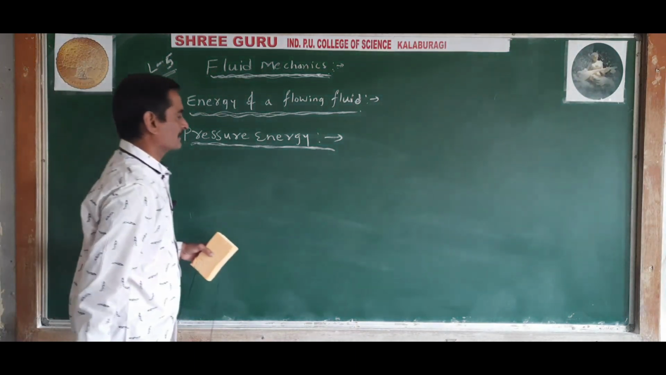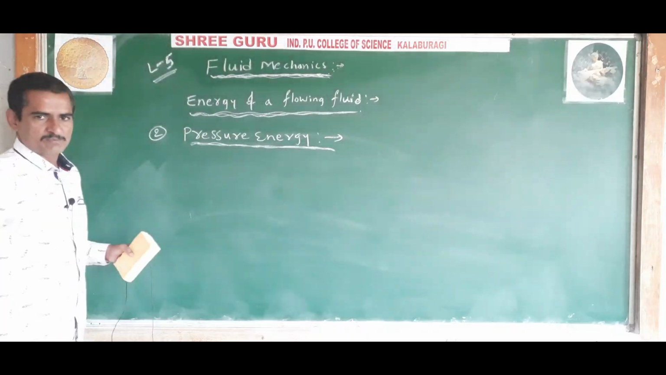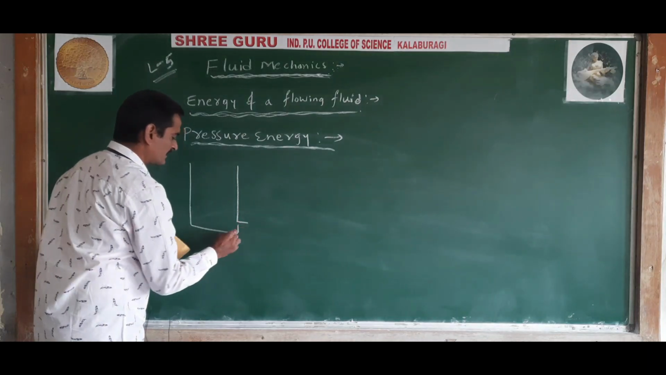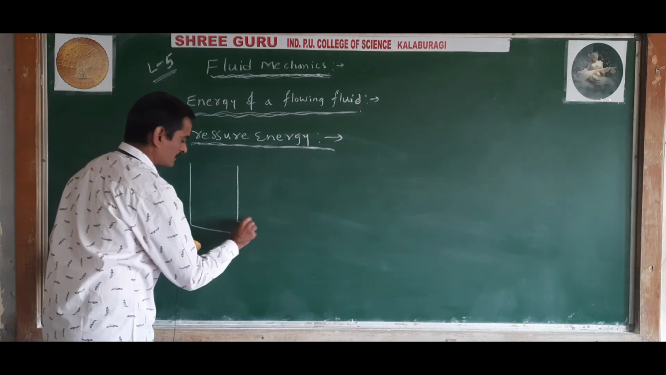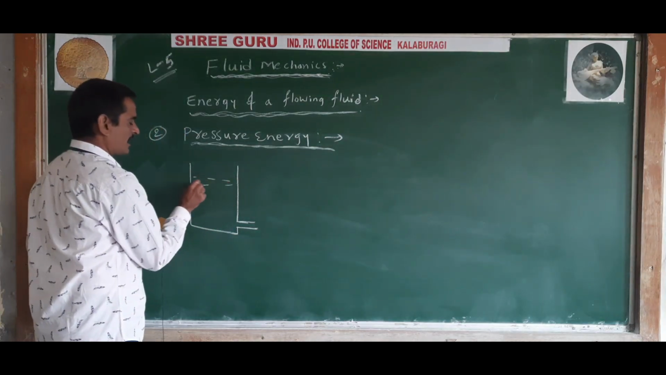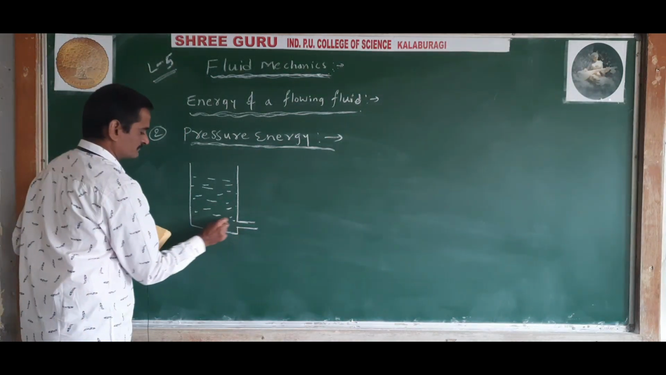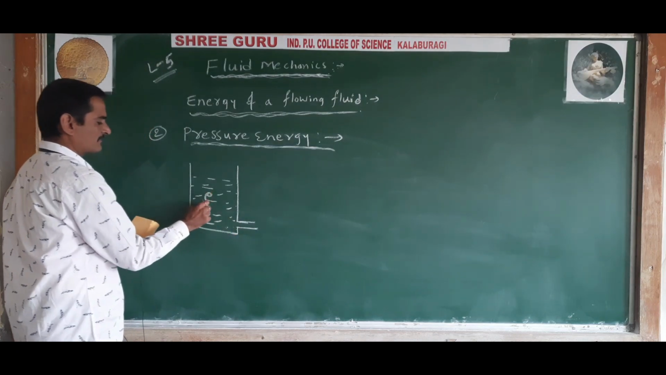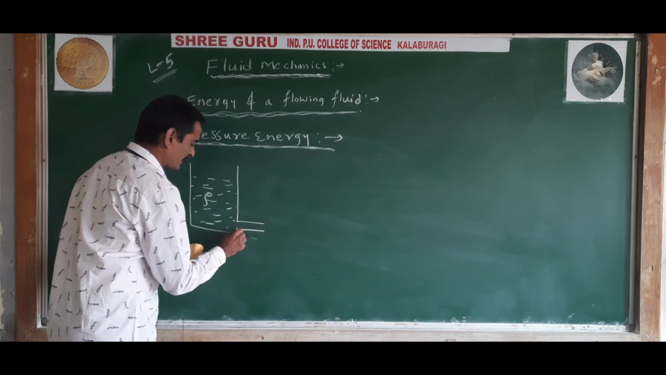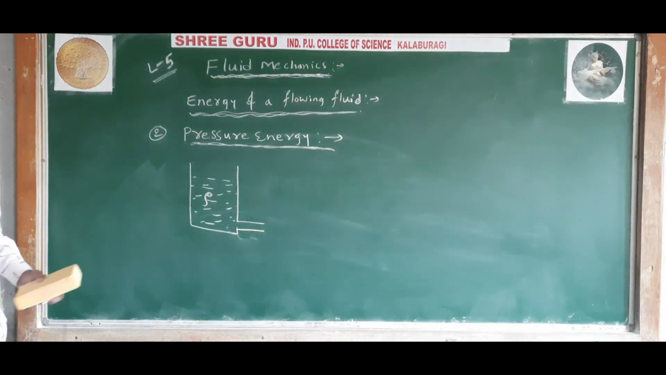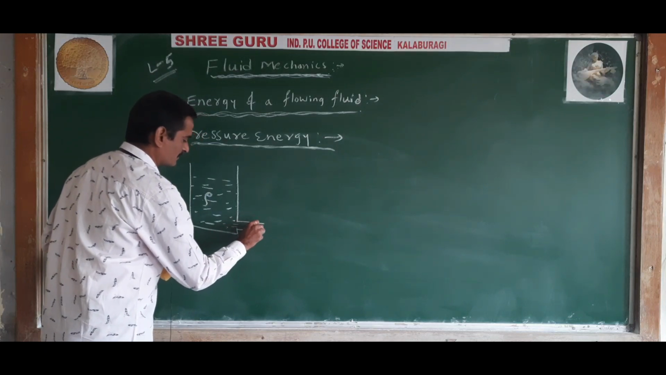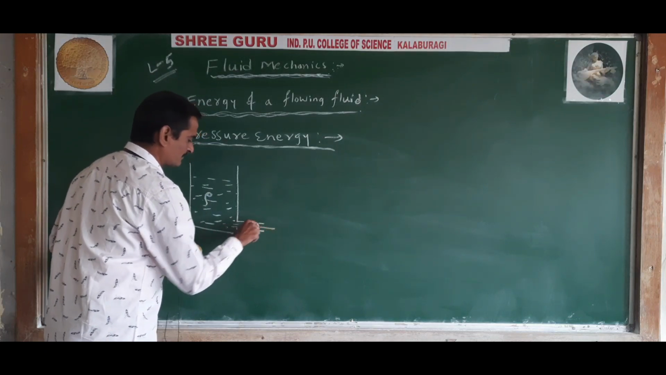Now we don't know the formula for this one, so let us derive a formula. Let us consider a container having a liquid of density rho. This container has an opening, and this tube is fitted with a frictionless piston.